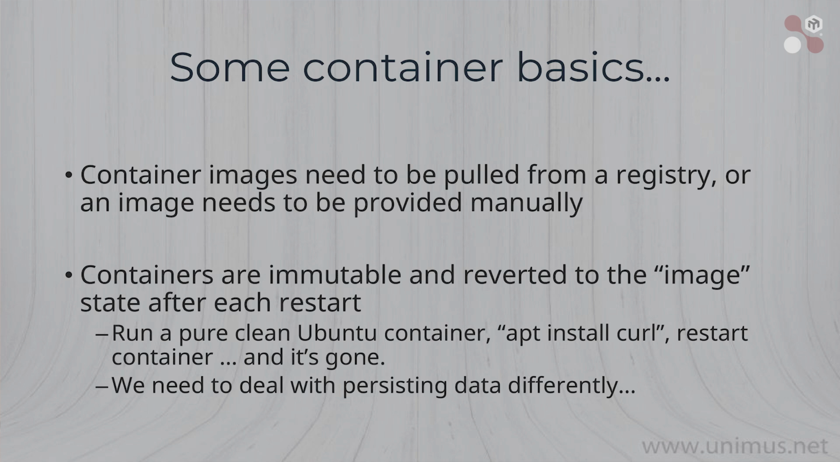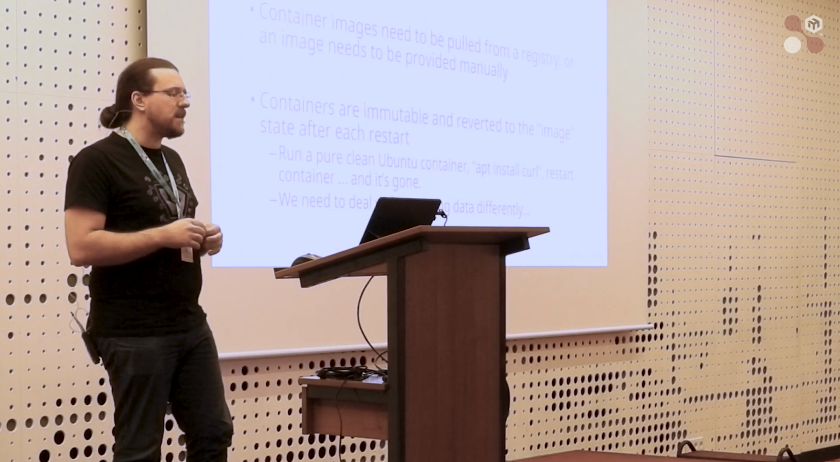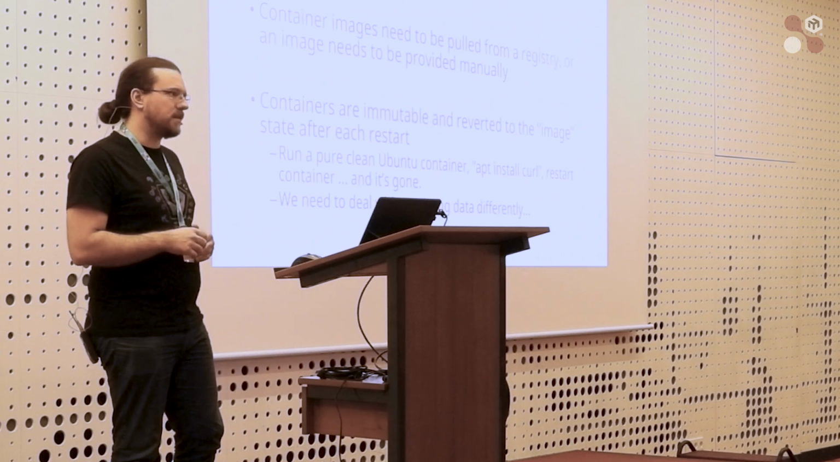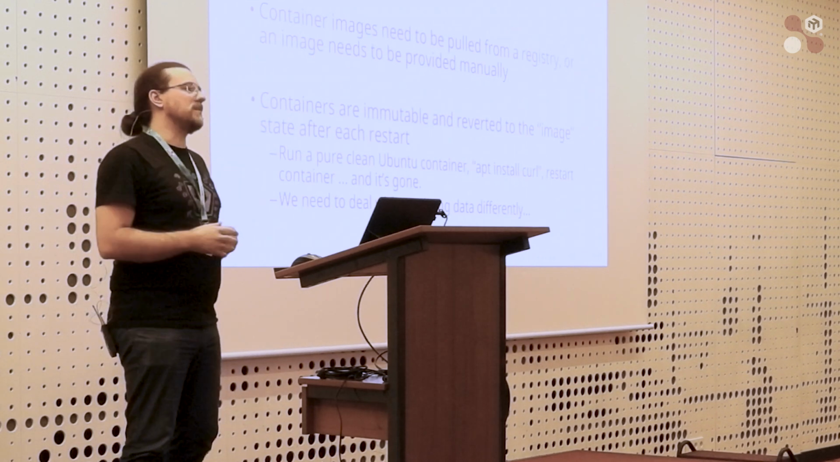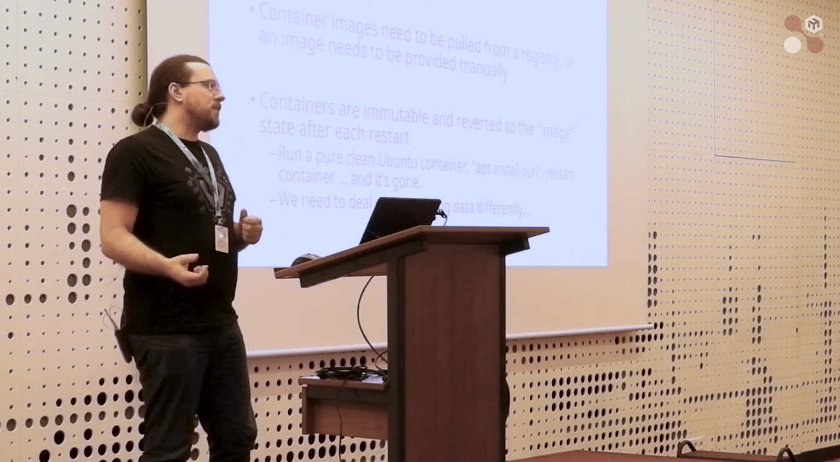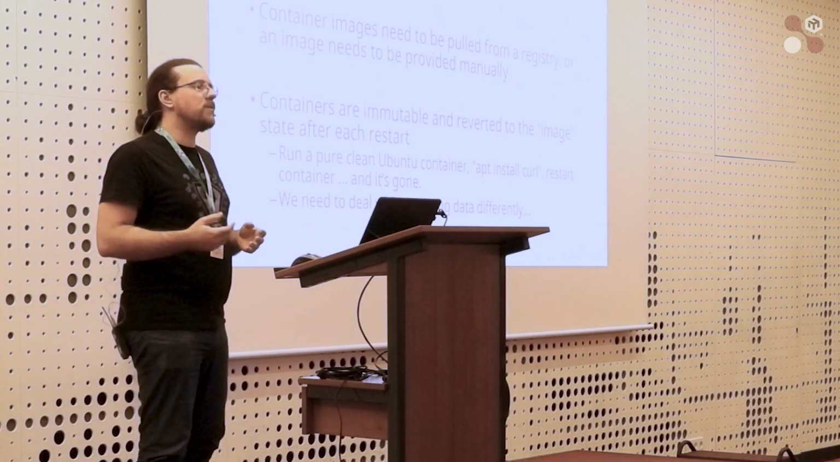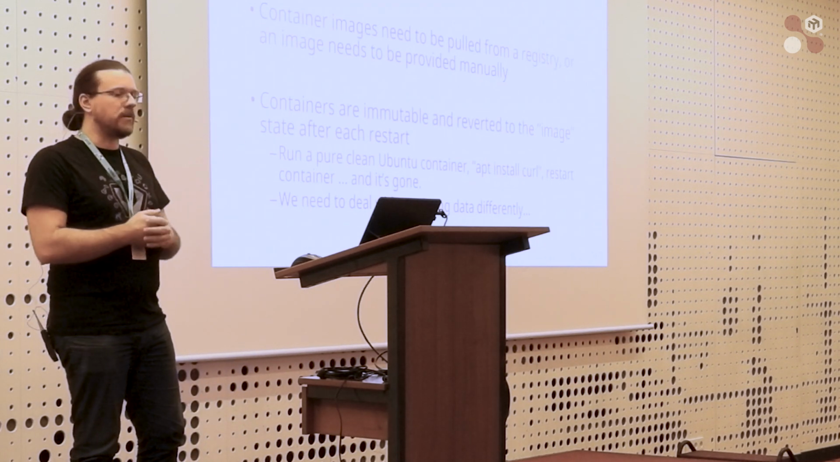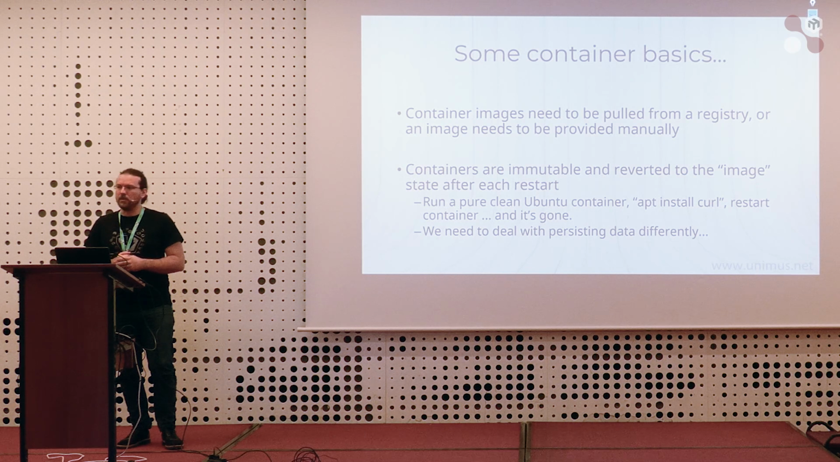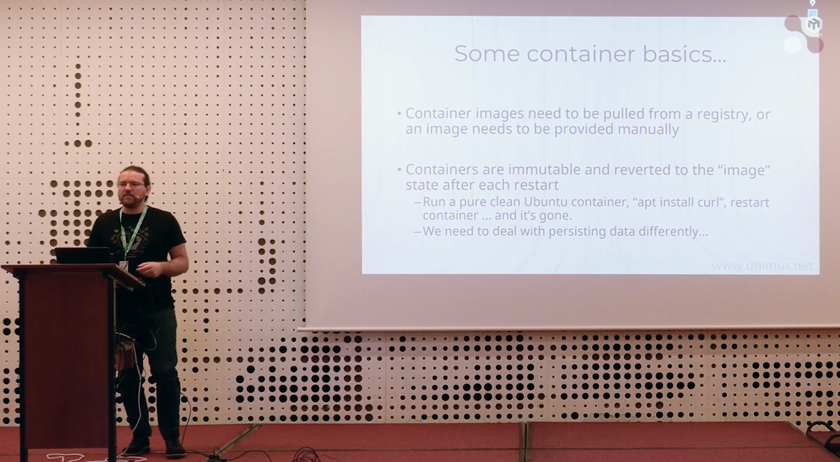The important part is that containers are immutable and revert to the image state after each container restart. So we have an image that serves as, you could say, a template of the container. If you stop a container and run it again, it will be back to the state of the image. For example, if you run a pure, clean Ubuntu container and apt install curl, then restart the container, the curl is gone. And this is great for security because it means whatever happens to your container, you just cycle it and it's back to the original state.